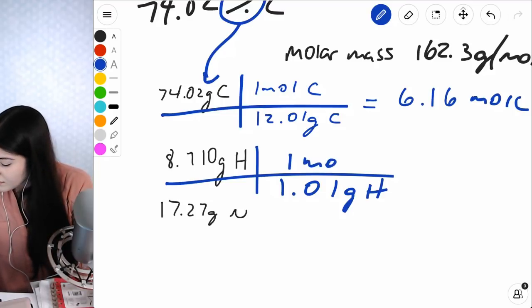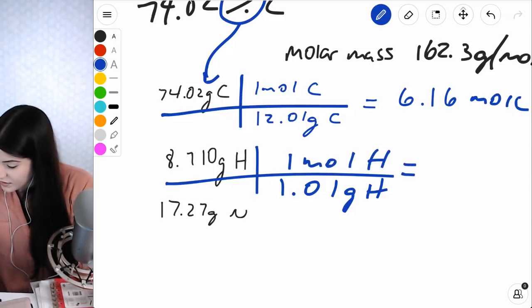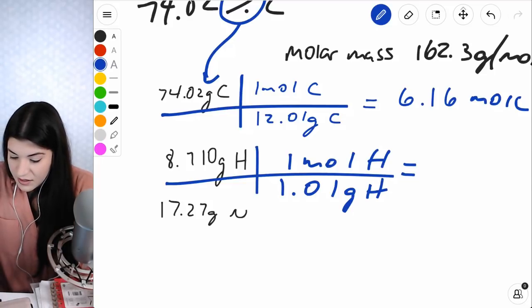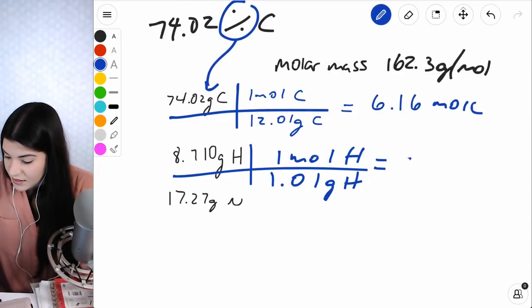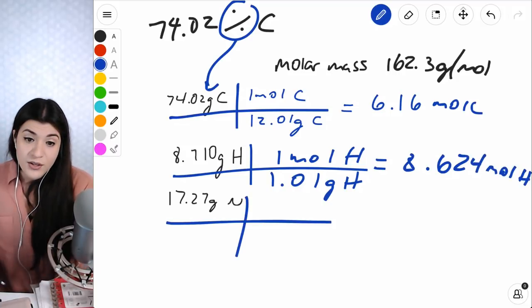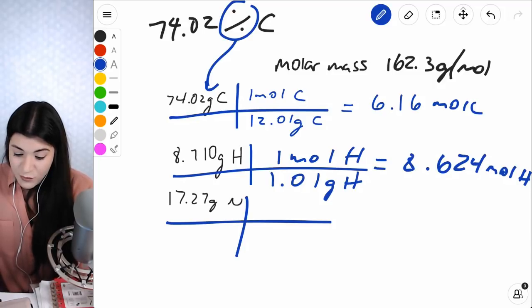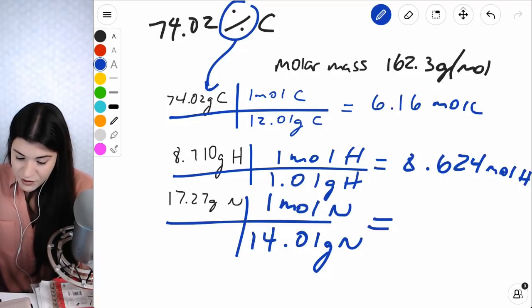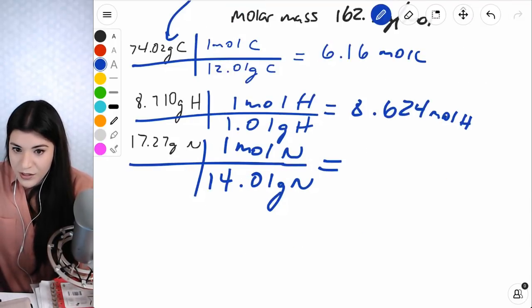And then we'll divide. So 8.710 divided by 1.01 gives us 8.624 moles of hydrogen. And lastly, I'm going to do the same exact thing for nitrogen. So dividing by the molar mass, that would have been 14.01 grams of nitrogen per every 1 mole of nitrogen. And then after we've divided, that gives us 1.233 moles of nitrogen.